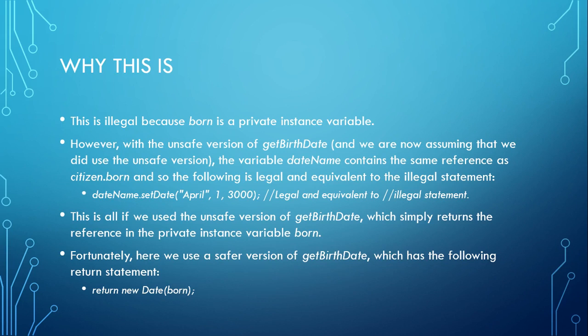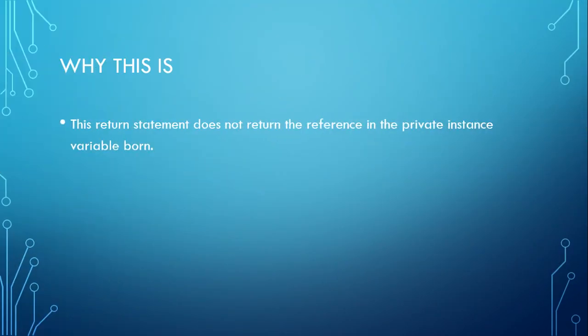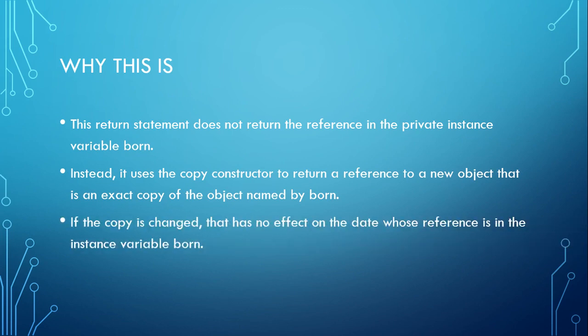Fortunately, here we use a safer version of getBirthDate, which has the following return statement: return new Date(born). We don't want to get the reference, we want to get the actual value. So that's why we have to use return new Date. Now, this return statement does not return the reference in the private instance variable born. Instead, it uses the copy constructor to return a reference to a new object that is an exact copy of the object named by born. If the copy is changed, that has no effect on the date whose reference is in the instance variable born. Thus, a privacy leak is avoided.